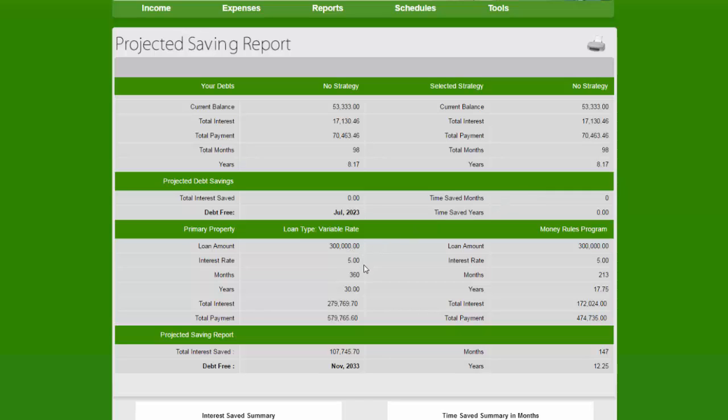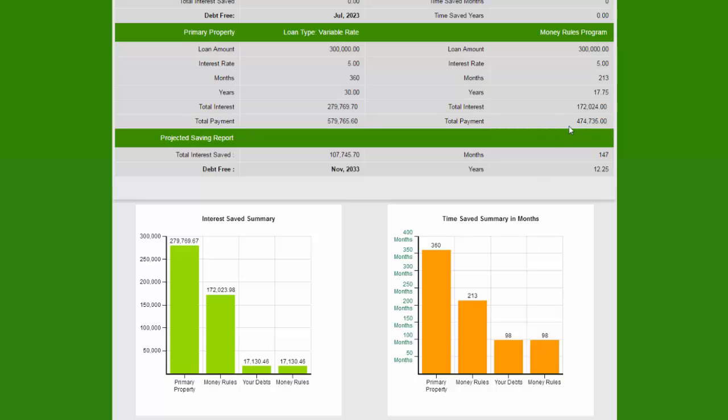Let's have a look at their mortgage. They've got $300,000, 5%, 360 months or 30 years. Total interest is going to be as much as they borrowed, so total repayment $579,000. The money that they're spending on these debts, we get them to roll that over on top of their mortgage once they've paid out after 8 years. If they do that, they could take a 30-year mortgage and pay it out in 17 3/4 years. In doing that, they're going to only pay $172,000 instead of $279,000. They're saving $107,000 and they're saving 12 1/4 years. So instead of $279,000 in interest, $172,000 in interest, and instead of being over 30 years, they're going to be out in 17 3/4 years.